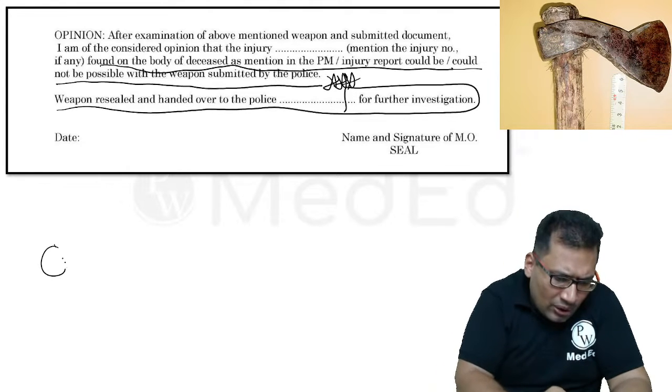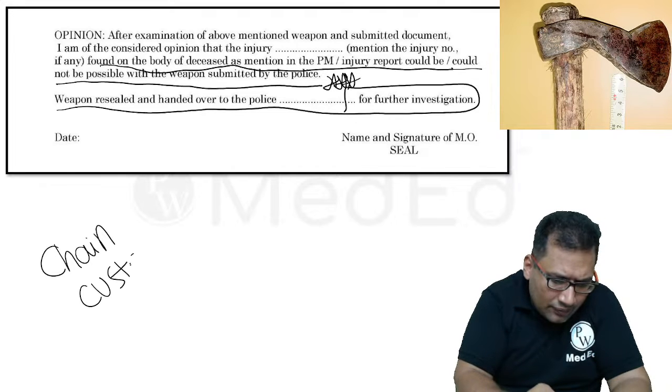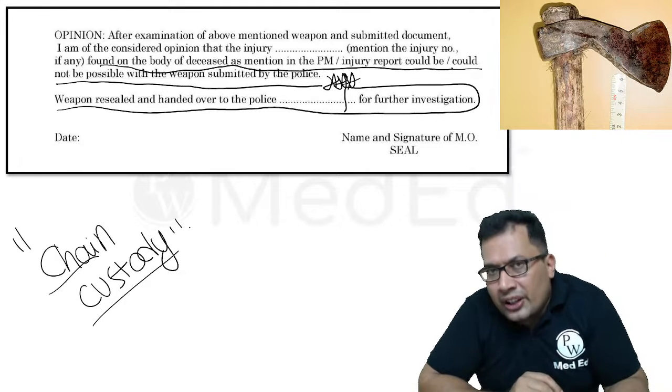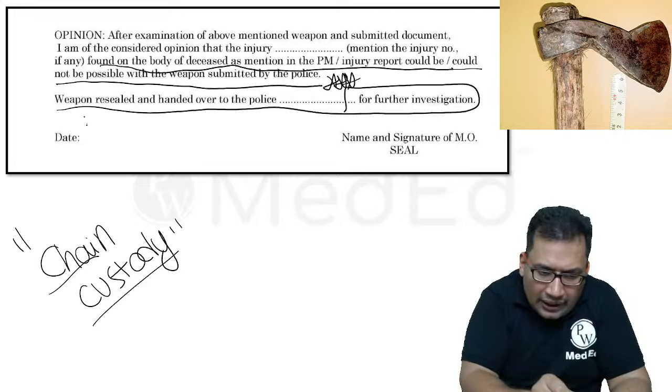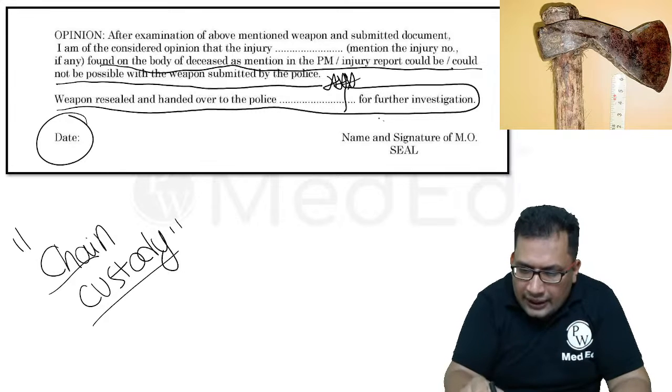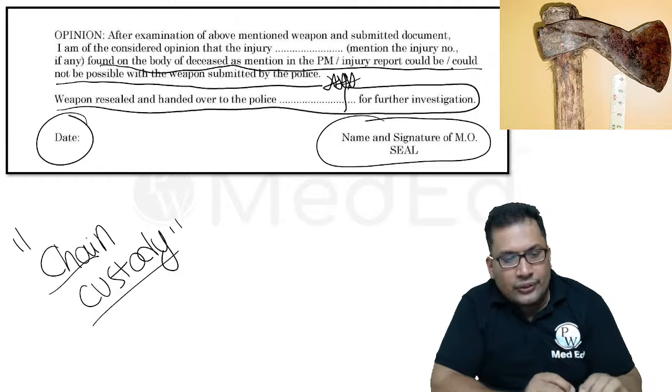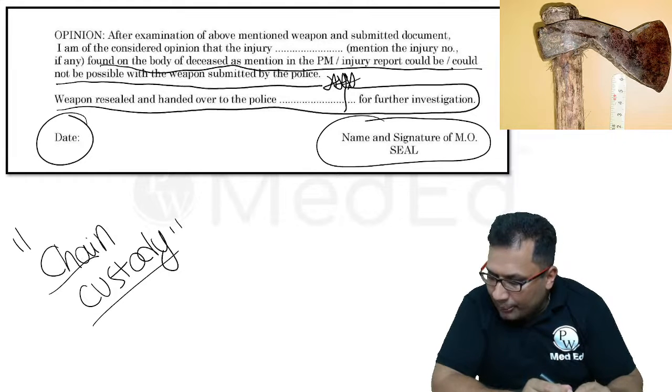So remember, all this is very important. You need to maintain chain of custody all the time. This is your duty. As a doctor, you must know how to maintain chain of custody. Finally, date, name and signature of the medical officer and the seal. So this is how you should give weapon examination report.